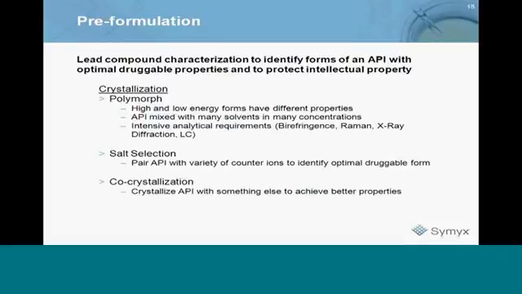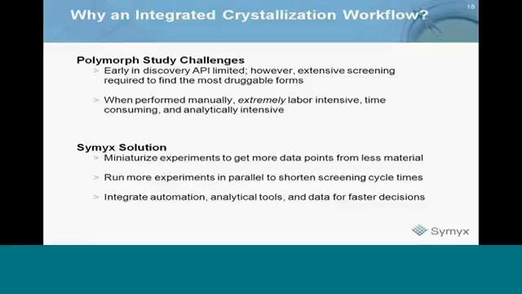So why is it important to have an integrated and automated crystallization workflow? Well, polymorph studies in particular offer a number of challenges. Typically, one wants to do this very early on, in early development or late discovery, when the amount of API is very limited. However, one wants to do extensive screening because you'd like to find the most druggable form so you can advance the most druggable form at an early stage and know which form you're taking forward.